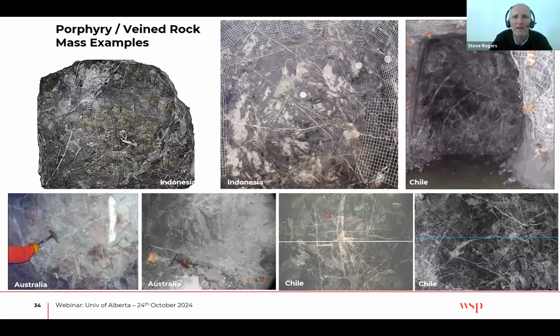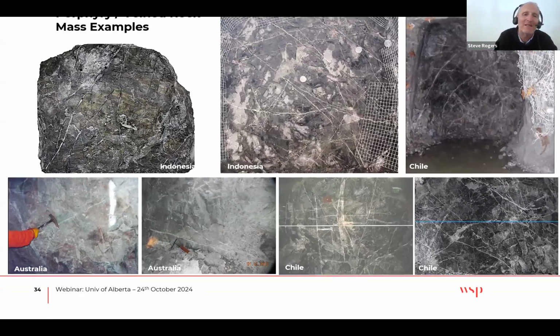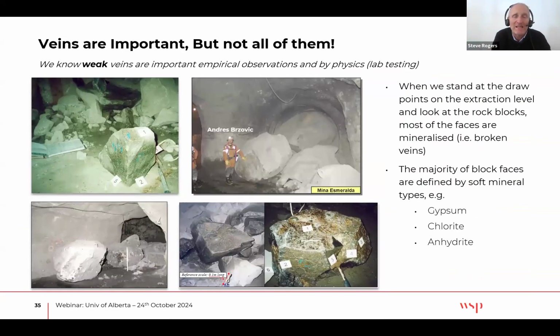If we look at some pictures from caves, these are porphyries around the world: Indonesia, Chile, Australia. It's remarkable how similar they are, and the characteristic is they don't have very many or any open joints, just this network of veins. So clearly we need to be thinking about the veins a little bit more. The reason being, if we go to the draw point and look at the blocks, we'll see that the majority of the blocks are broken on vein faces.